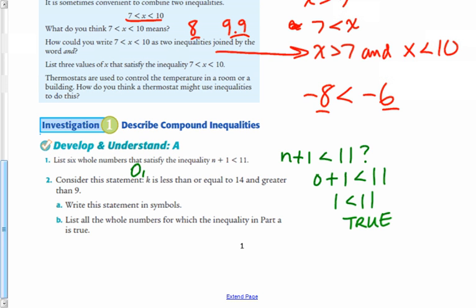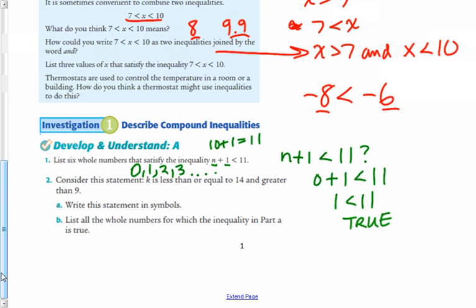Another possibility, and we can keep going up, like 1, 2, 3, so I'm doing 3 plus 1, that's 4, and that's less than 11. I can keep going right up until I get to 10. At 10, 10 plus 1 is actually equal to 11, so it's not less than 11. So that's where I'd have to end. So anything up to 9 is a whole number, or any negative number would also work.